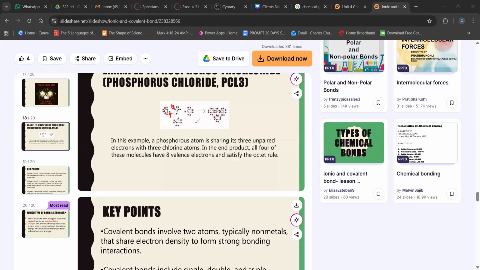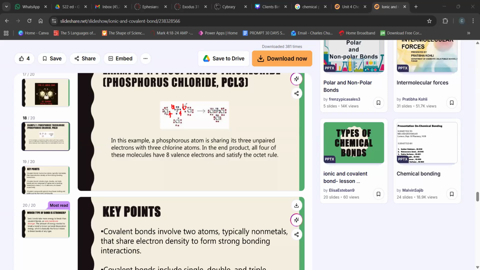And of course, you can also tell that this electron and this one will be shared. Okay? Did you get that?